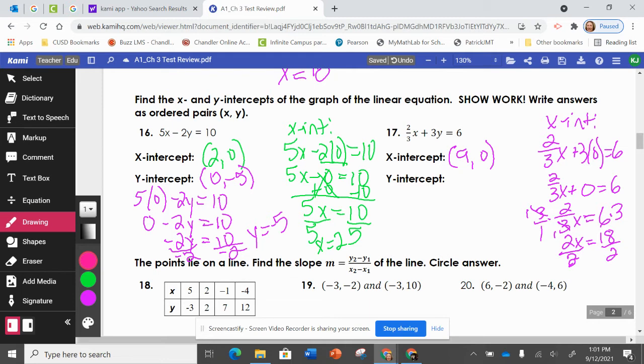The y-intercept, plugging 0 in for x. Two-thirds times 0 is 0. 0 plus 3y is 3y. 3 times y, the opposite is dividing by 3. 6 divided by 3 means that y is equal to 2.